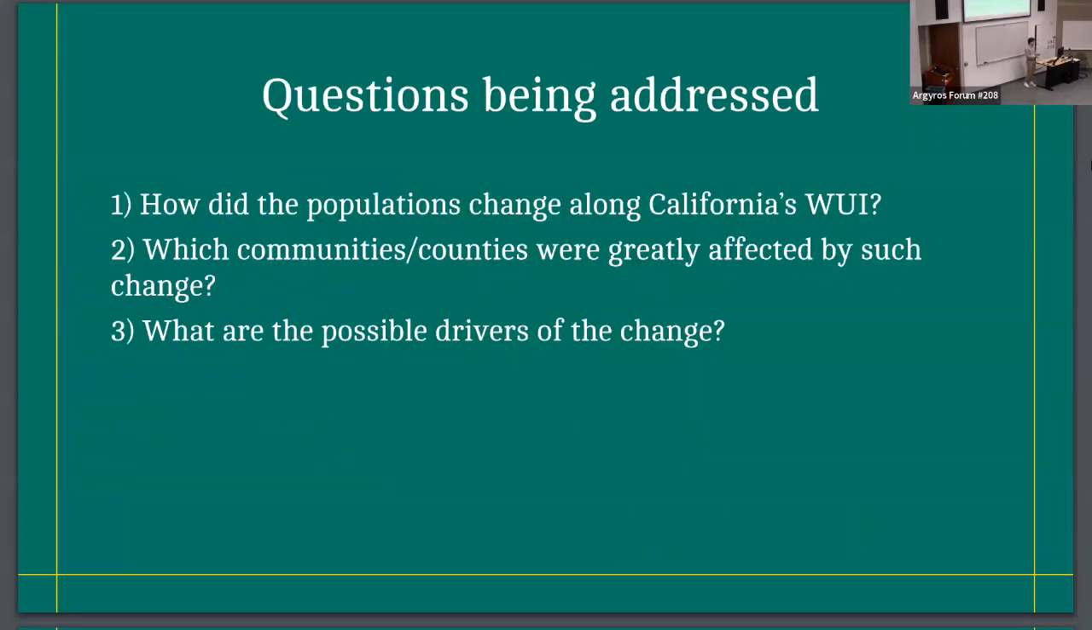So I'm going to address these three questions. How did populations change along California's WUI? Which communities and counties were greatly affected by such change? And what are the possible drivers for this change?